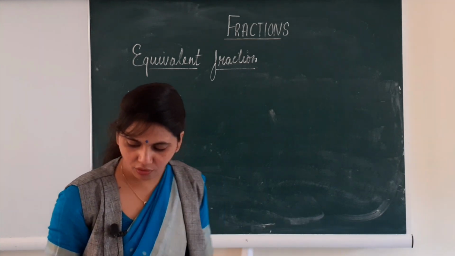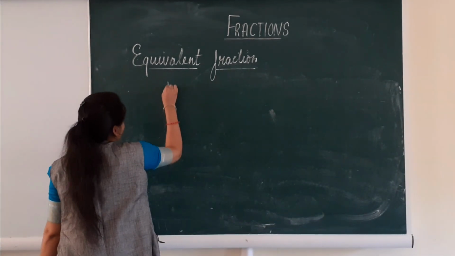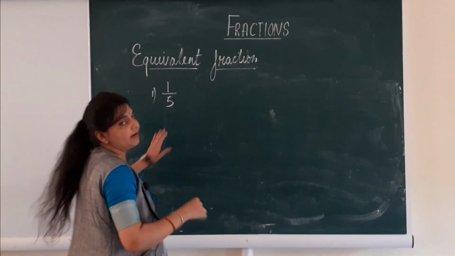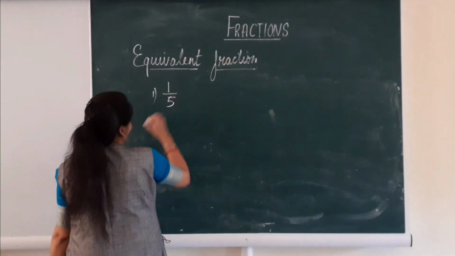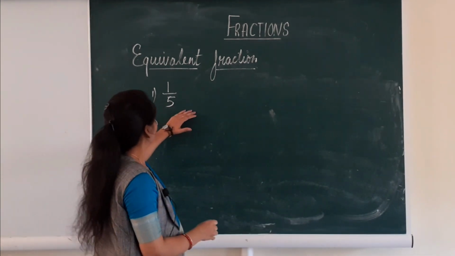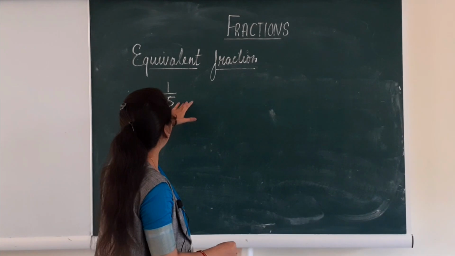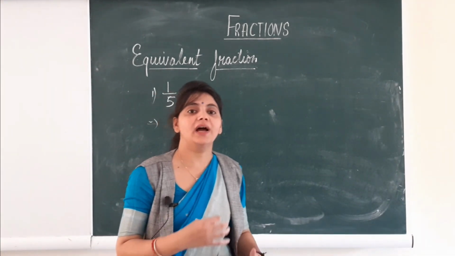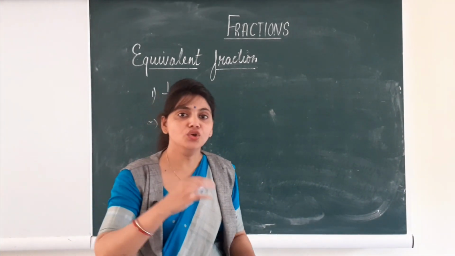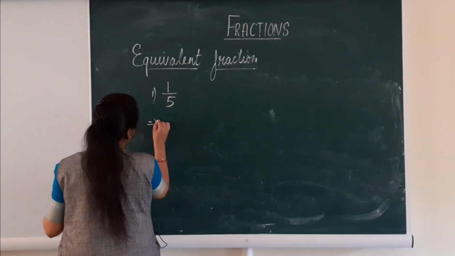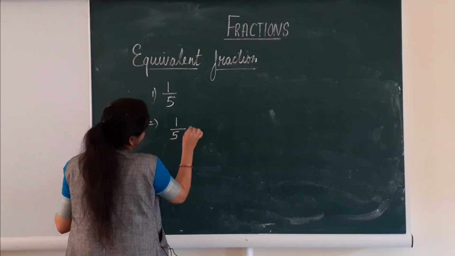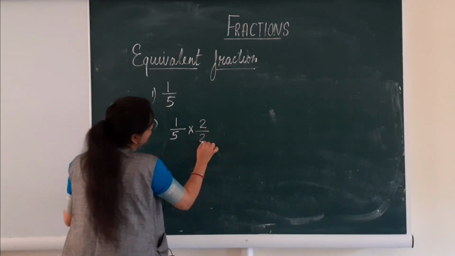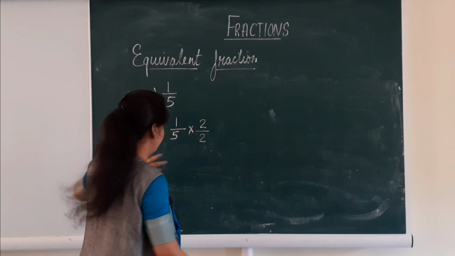3 equivalent fractions of 1 by 5. You have to find out 3 equivalent fractions of 1 by 5. So how to find out equivalent fraction? To find out equivalent fraction, we have to multiply this fraction with the same numerator and denominator. Let's begin. 1 by 5 multiplied by 2 upon 2. Numerator is also same and denominator is also same.